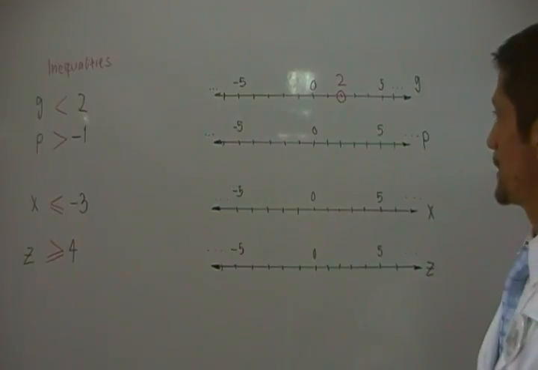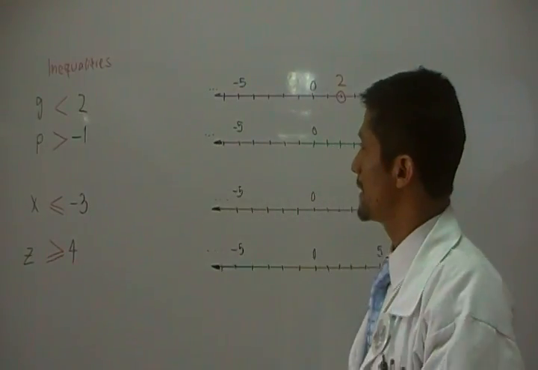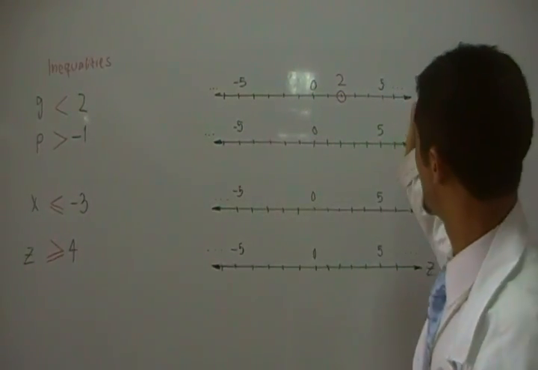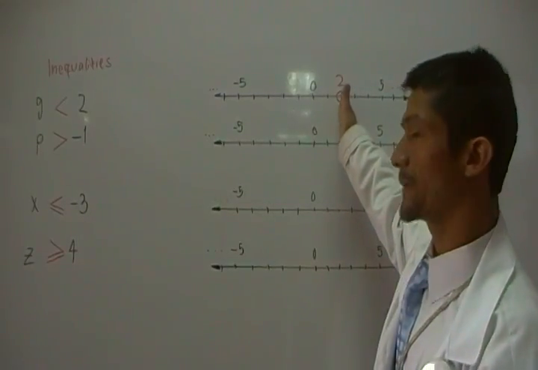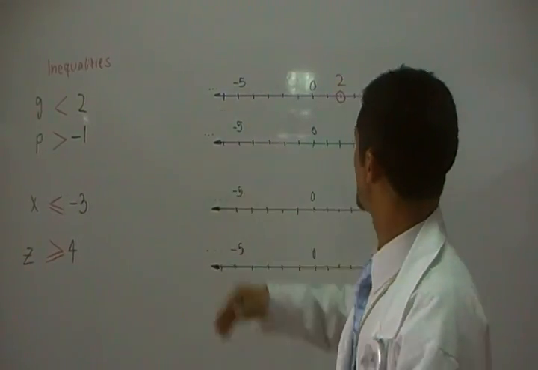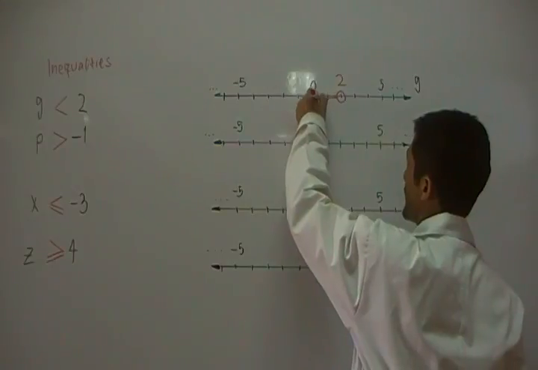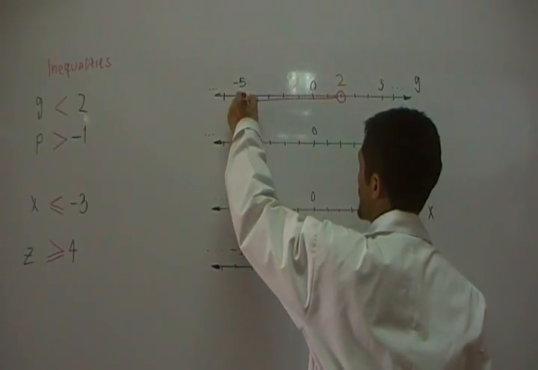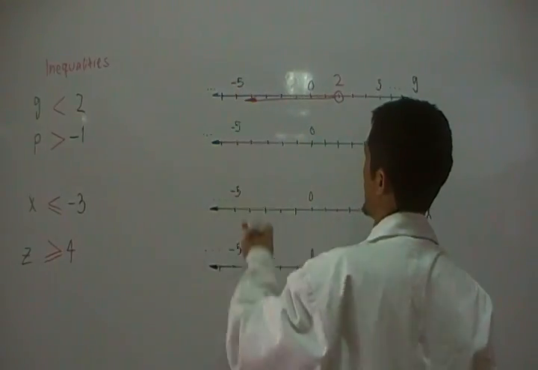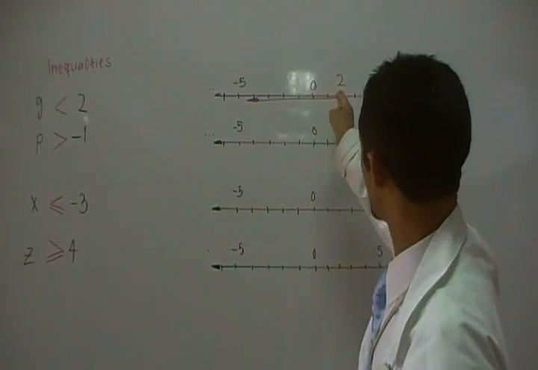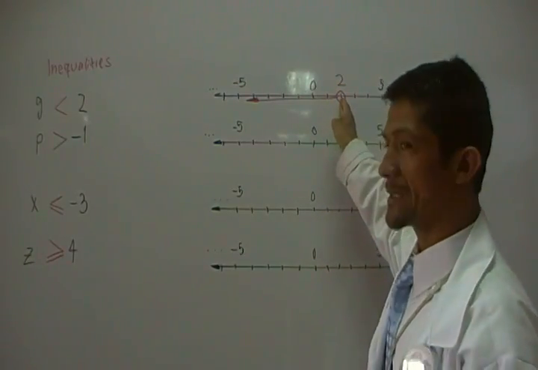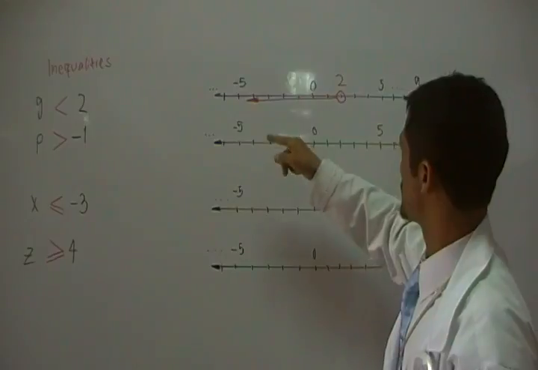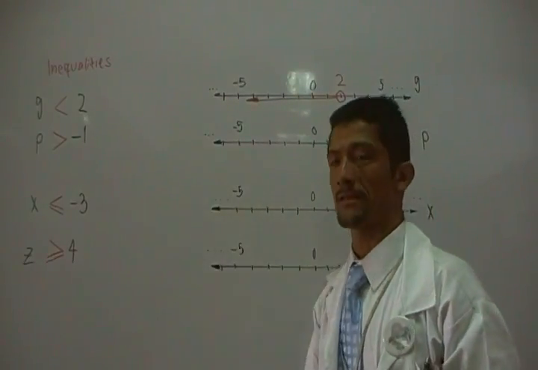And since the inequality says that g is any number less than 2, this one goes to the left. So here I can draw my solution set in this direction. So any number that is to the left of 2 could be a possible solution. Examples: 1, 0, -5, -1 million, etc.